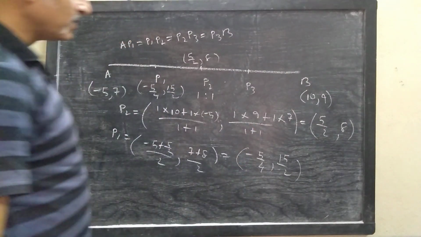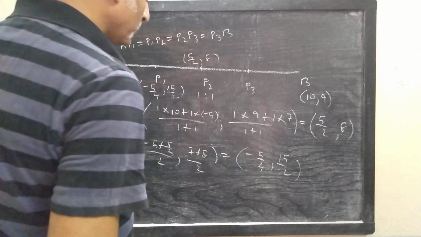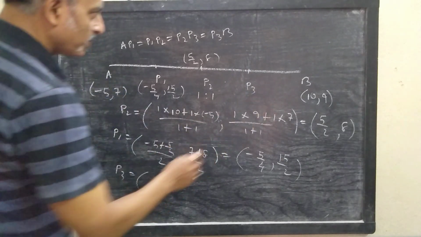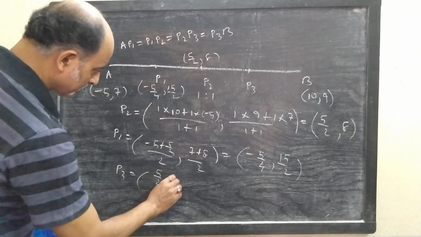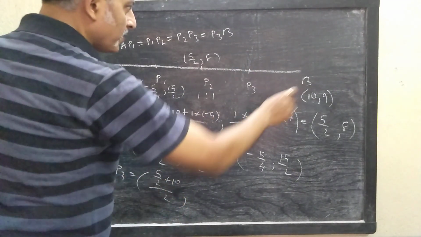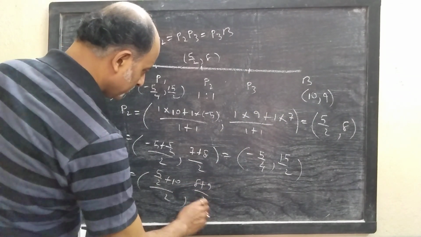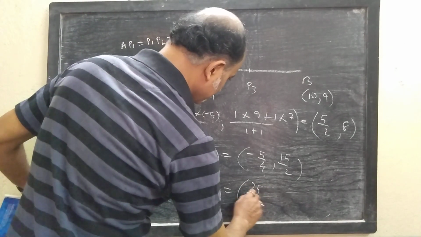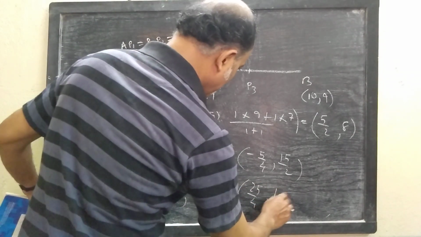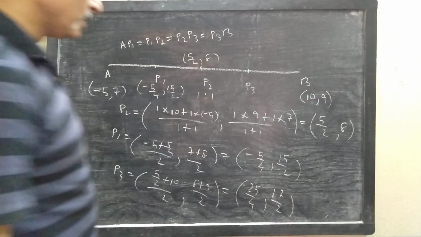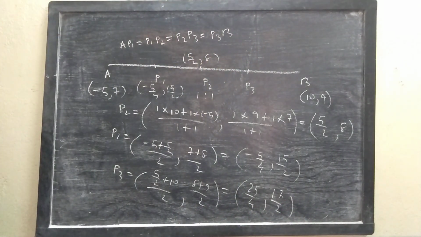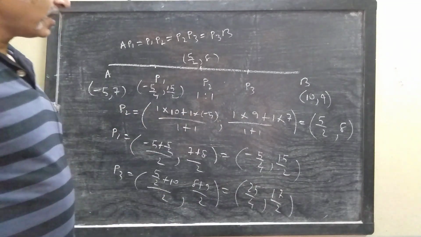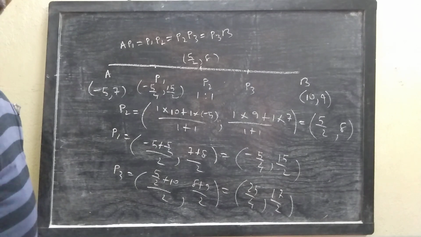Next, proceed similarly. P3 is the midpoint of P2B. So coordinates of P3 will be 5 by 2 plus 10 whole by 2, 8 plus 9 whole by 2. This will be 25 by 4. This will be 17 by 2. Thus, we can find 3 points dividing a line segment into 4 equal parts.